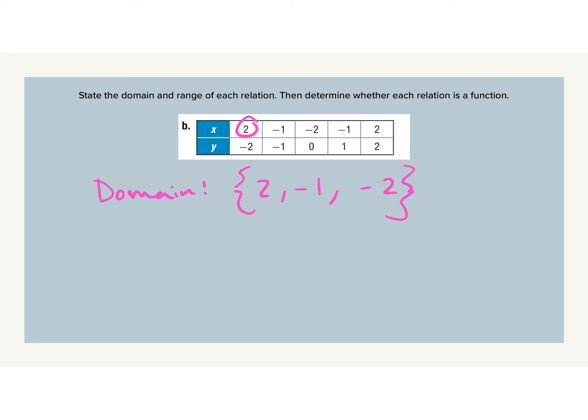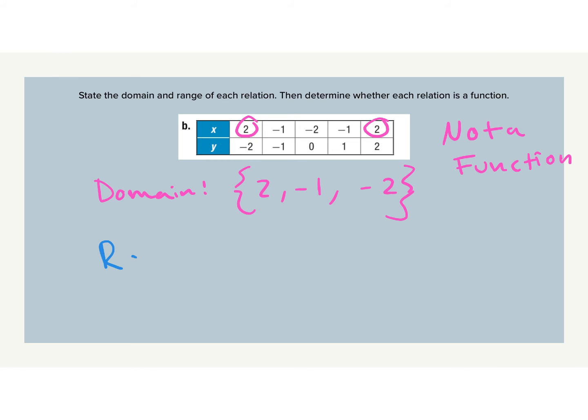So we have two 2's. Right off the bat, we know that we have an x value that repeats, so it would be not a function. Our domain would just be 2, -1, and -2, because you don't repeat the numbers that are listed twice. If it's repeated, you don't list it twice.